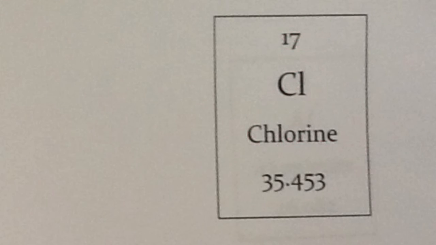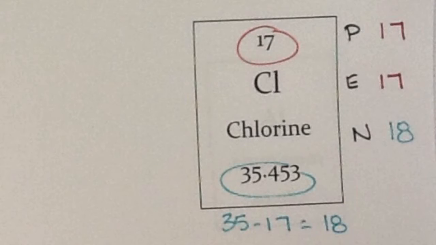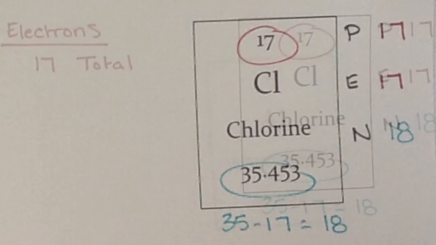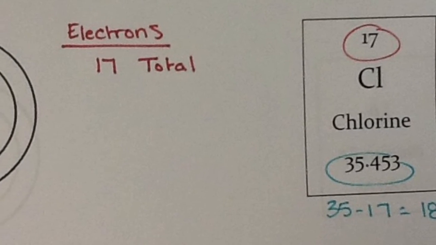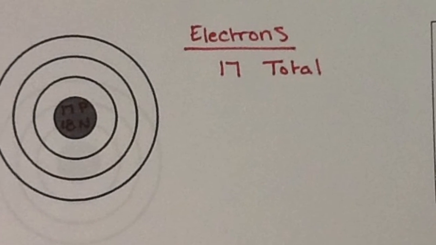Next, we will model chlorine. Chlorine has an atomic number of 17, which means it has 17 protons and 17 electrons. Its atomic mass is 35. When we subtract the atomic number from the atomic mass, we can calculate our neutrons to be 18. We will transfer this information into our Bohr model on the left, with protons and neutrons in the nucleus and tallying up electrons on the right.